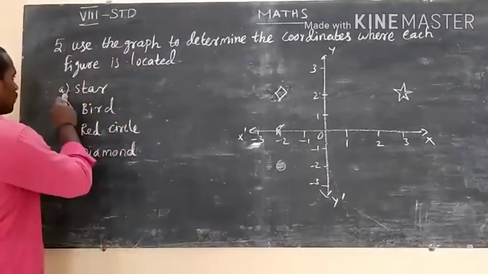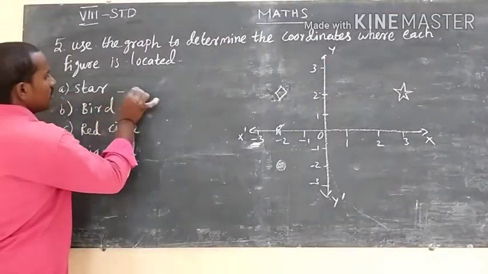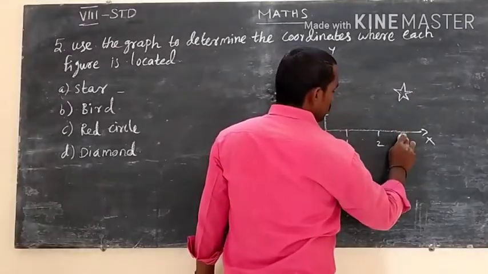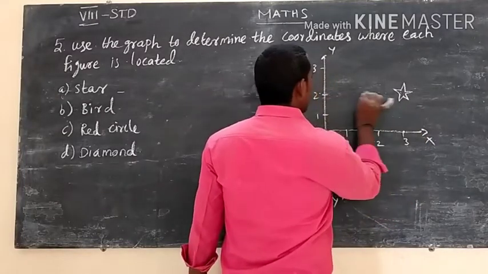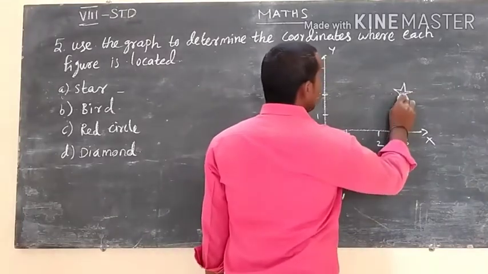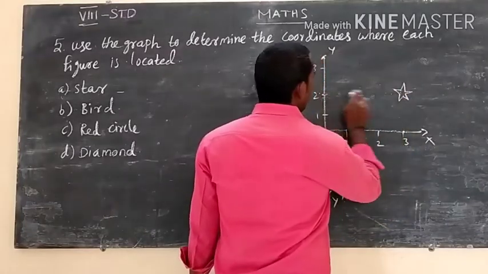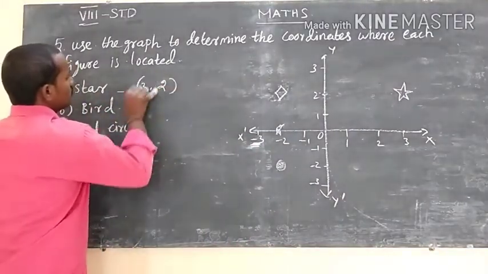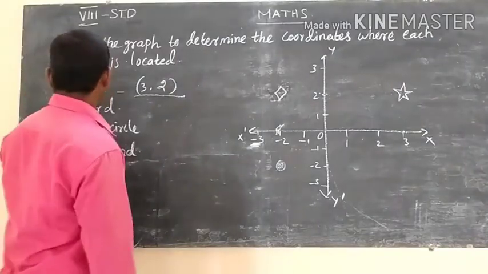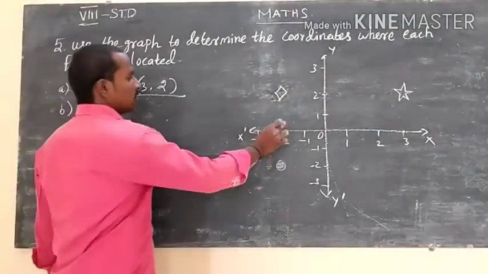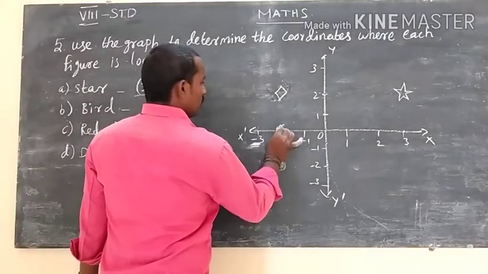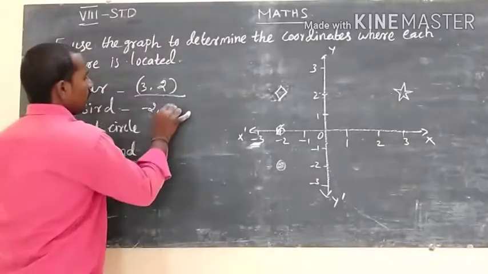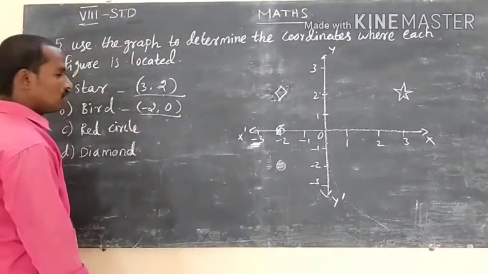The first question, a star. First consider the x value. The star is located at 3 comma 2. X value is 3 and y value is 2. That's the answer. Then the bird. The bird lies on the x axis, at minus 2. So there is only the x value, and the y value is 0. Minus 2 comma 0. That's all.